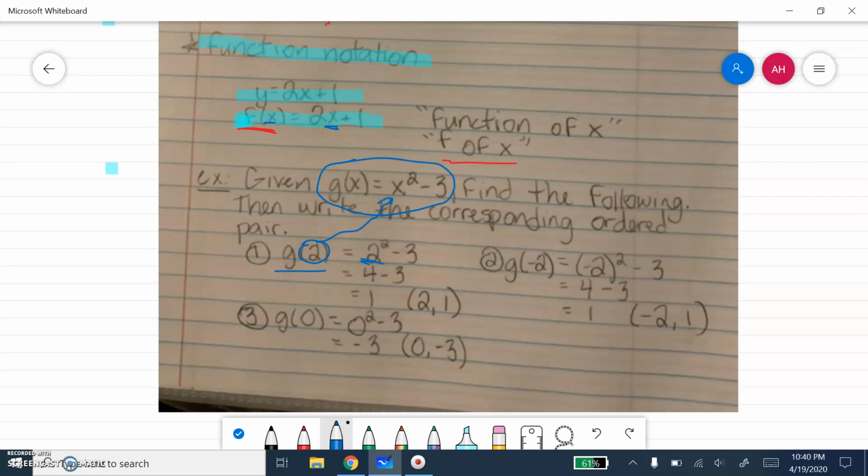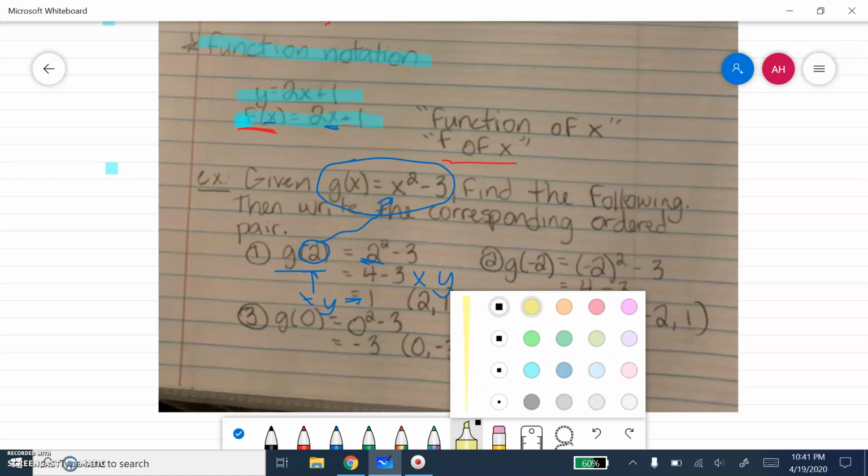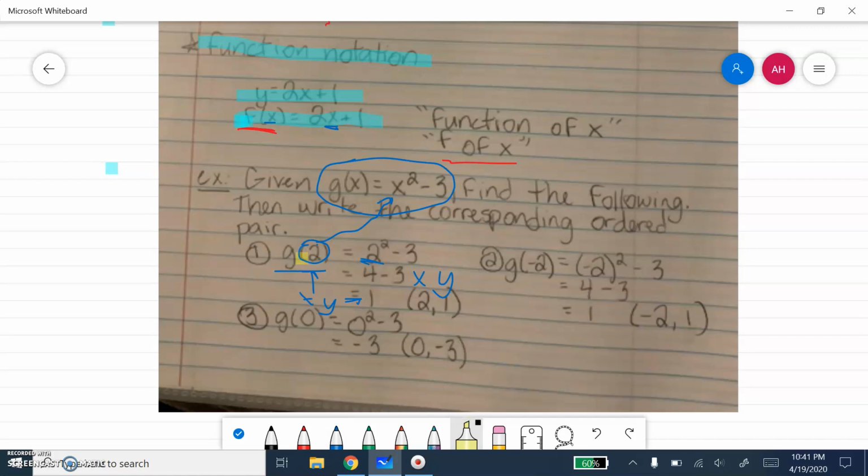Once you do that, it turns out when you have a function and you evaluate it, of course what we're putting in is your x value. Okay, this is your x. What you get out is actually your y value. And so you can write that as an ordered pair. So we put 2 in. We put 2 in here, okay, and we got 1 out. And so that gives you your ordered pair.